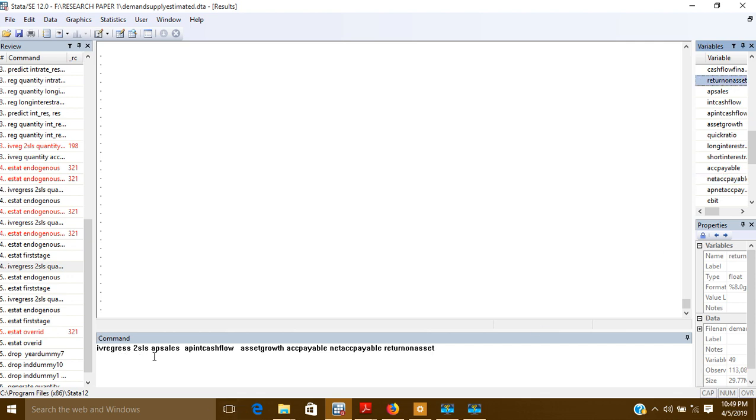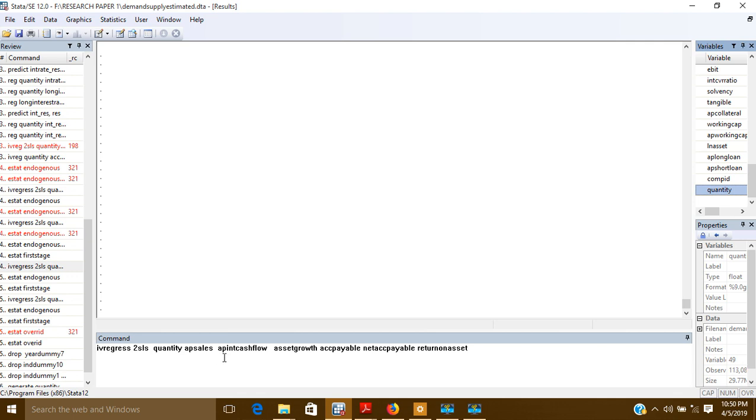So in the demand equation we have taken exogenous variables as AP sales, internal cash flow, asset growth rate, account payable, net account payable, and return on asset. Here I had written quantity also, but by mistake I deleted it.